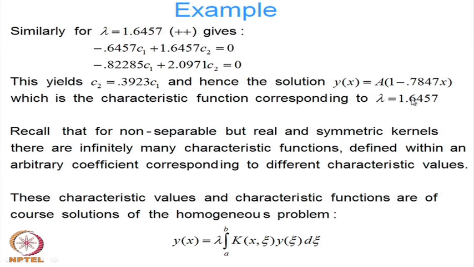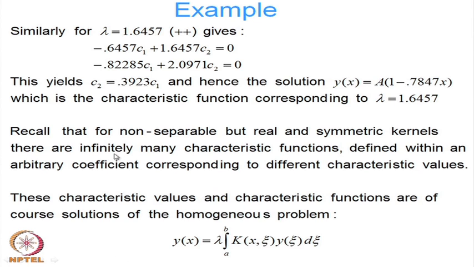So, this was for separable kernels. For non-separable kernels, instead of having a finite number, you can see that in this case, since I could separate out my kernel into two products of x and xi, f1 x g1 xi plus f2 x g2 xi, I got two eigenfunctions corresponding to two eigenvalues, two characteristic functions corresponding to two characteristic values. In case I cannot separate it out, I have infinitely many eigenfunctions and infinitely many eigenvalues.